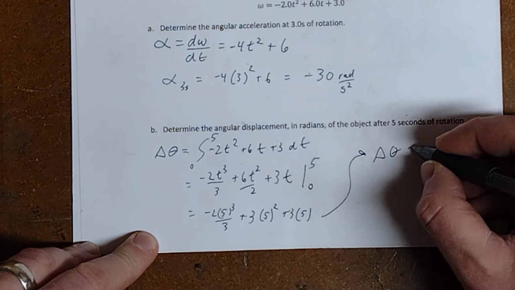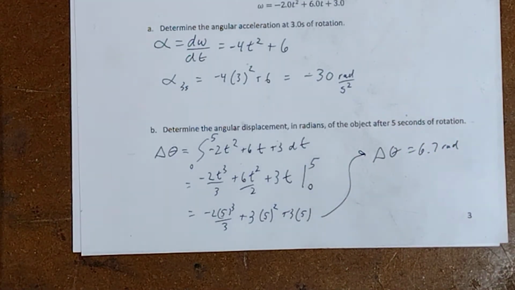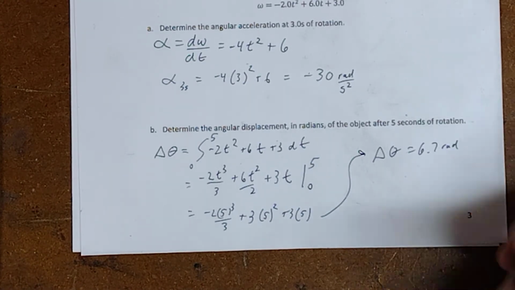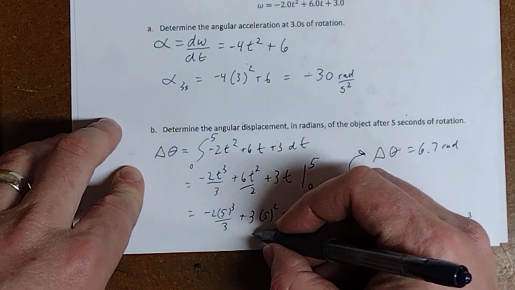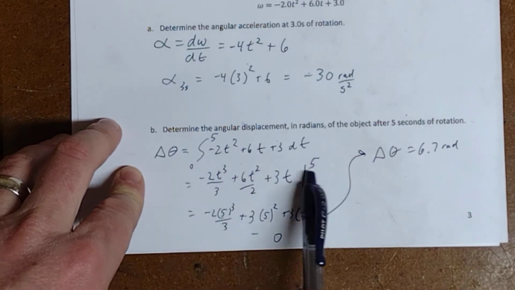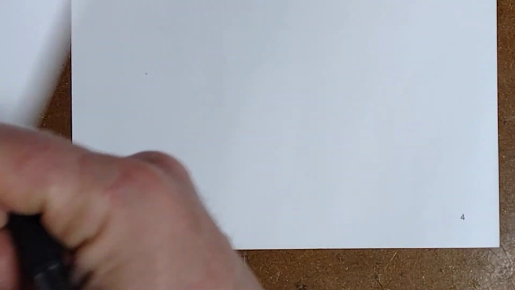Delta theta equals 6.7 radians. It's about 2 rotations or so. Or wait a minute, no, 2 pi. So it's about 1 rotation. All right, and technically this is minus 0 if you put in 0 here, but usually we just go like that. All right, so there's that one.